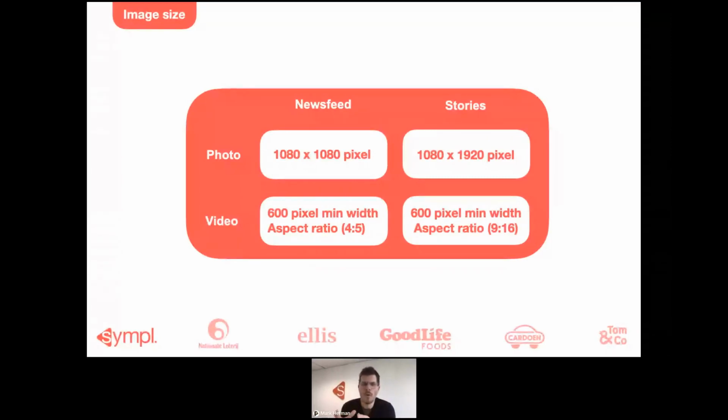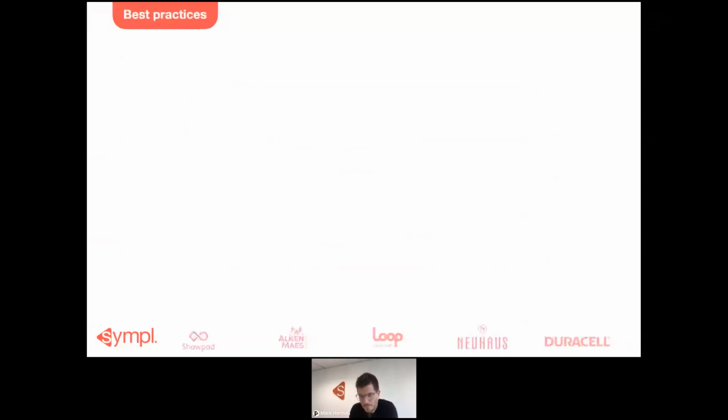If you upload the wrong ratio, Facebook will just crop it a bit and make their own picture. They will add some bands or some color bands. It's going to look ugly, right? So you want to keep control. You want to make sure you know what your visitors or viewers are going to be seeing in your ad. So make sure you have the right format.